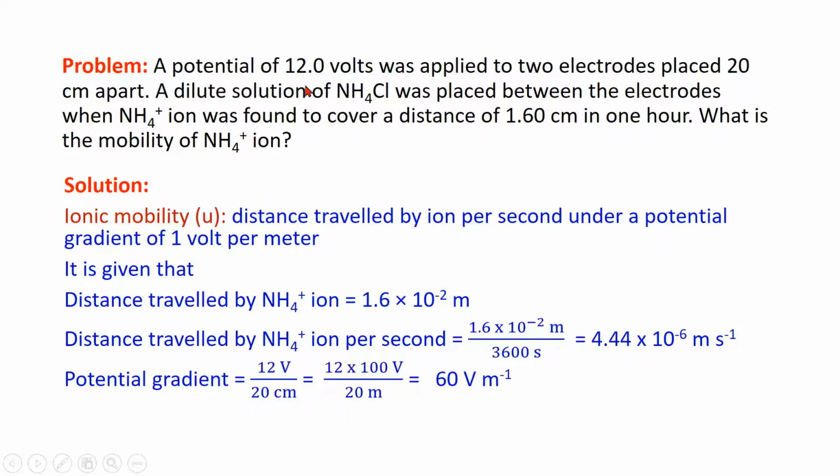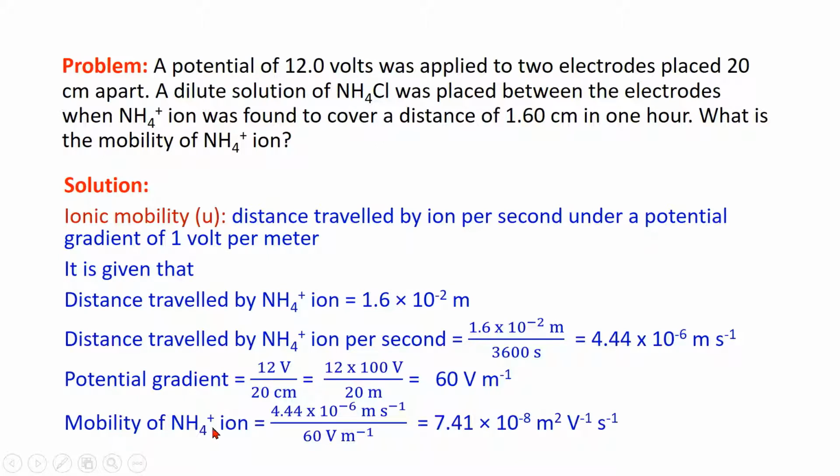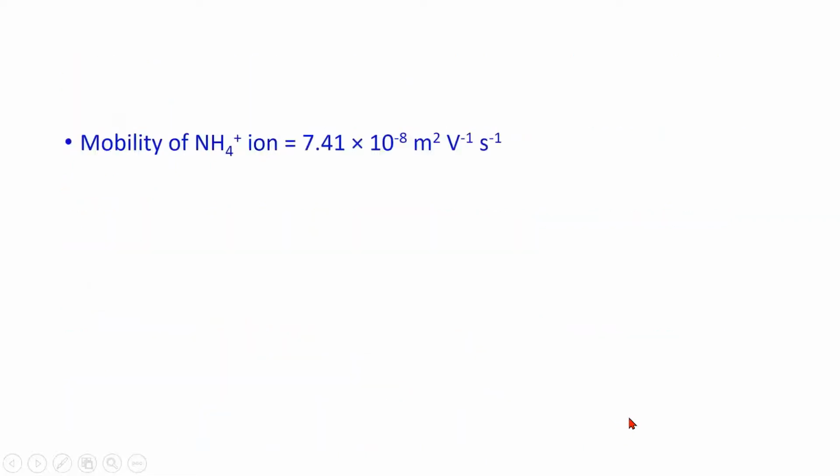Potential gradient is 12 volt divided by 20 centimeter. It comes out to be 60 volt per meter. Therefore, mobility of ion is distance traveled by ammonium ions per second divided by a potential gradient. It comes out to be 7.41 into 10 raised to power minus 8 meter square per volt per second. This is the mobility of ammonium ions we have calculated.